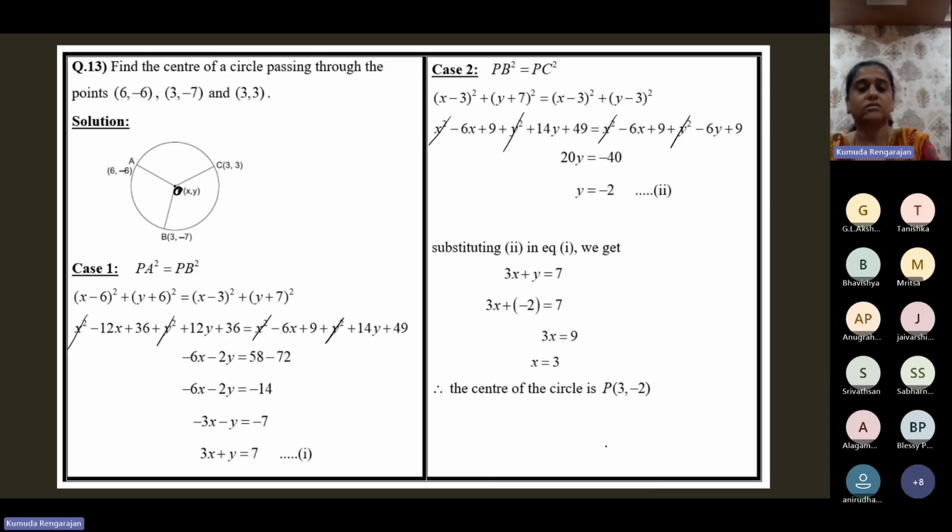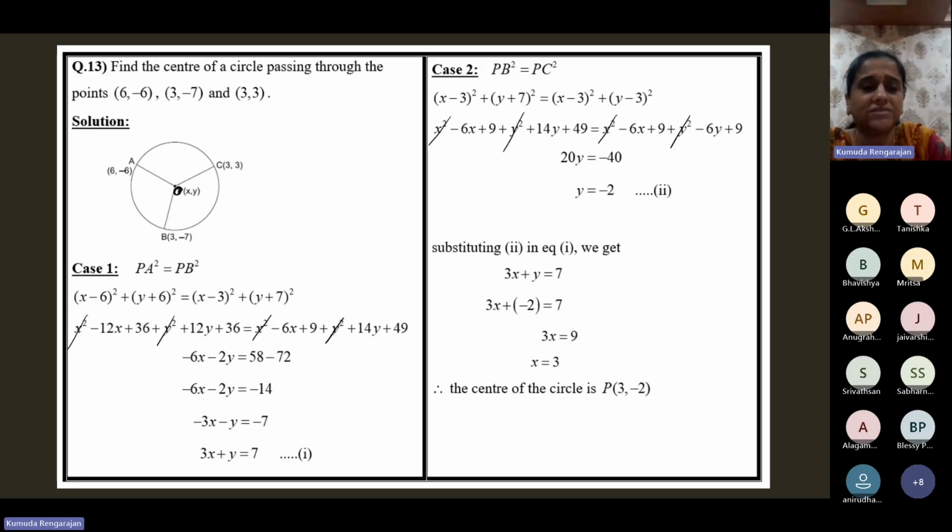So we'll see the question again. We need to find the coordinates of the center of a circle which passes through these 3 points, 6, -6, 3, -7, and 3, 3. So these 3 points lie on the circumference of the circle. We need to find the center. We know OA is a radius, OB is a radius, OC is a radius, or PA, PB, and PC, whatever you've taken.